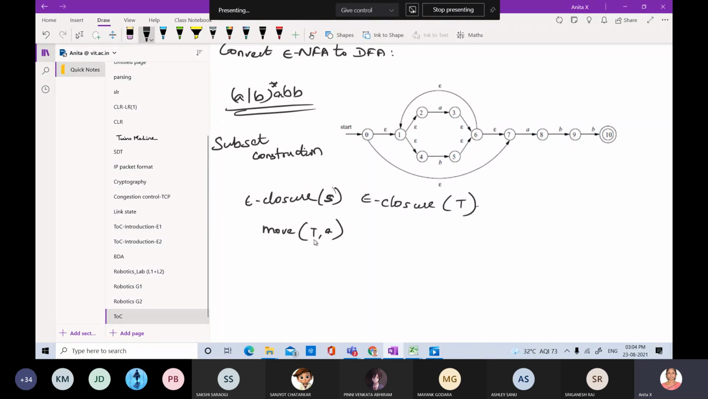Next is mu of T comma a. Please make a note: the set of NFA states to which there is a transition on input symbol a from some state s in T.